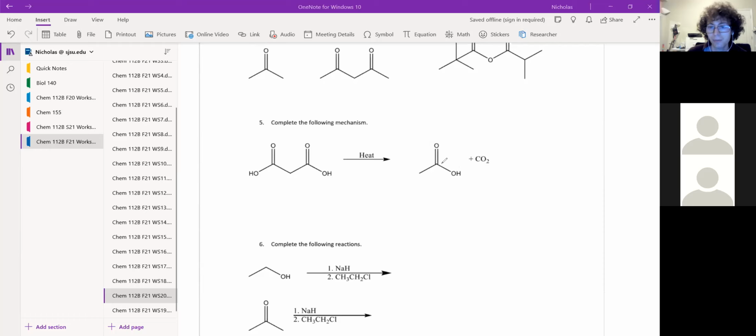This is something that you can do in any context. If you have a carboxylic acid beta to another carbonyl, so like if we're looking at this carboxylic acid I've circled, this is alpha and this is beta. So the carboxylic acid is beta to the other one. And basically, if you heat a structure like this, you lose carbon dioxide. You lose one of the carboxylic acids as carbon dioxide.